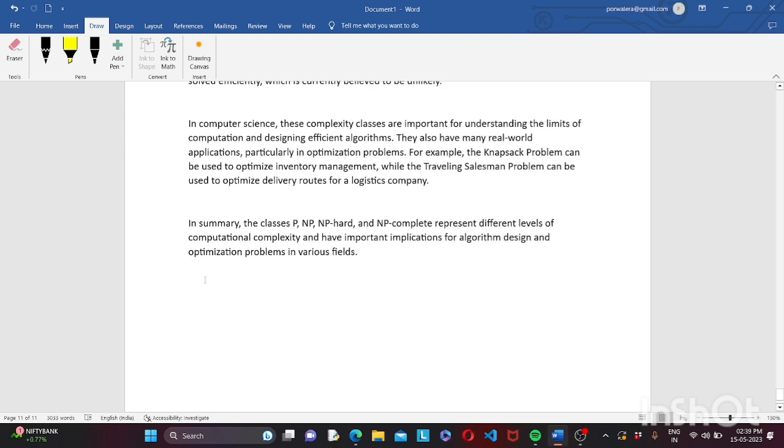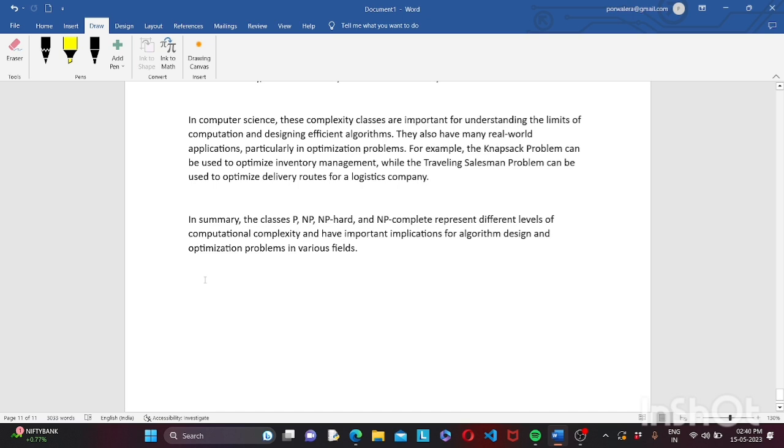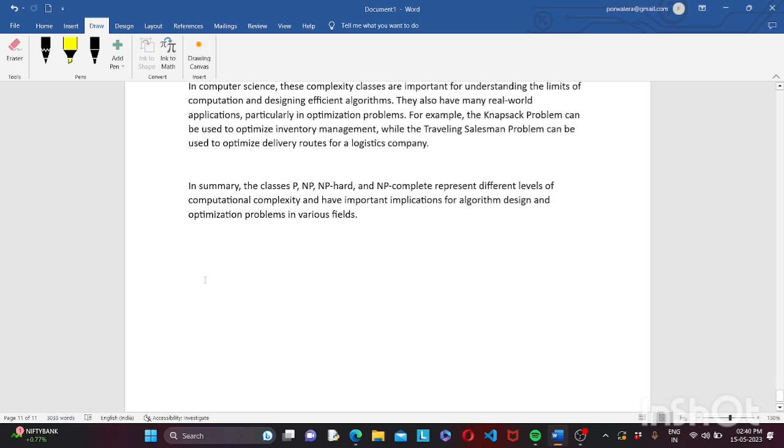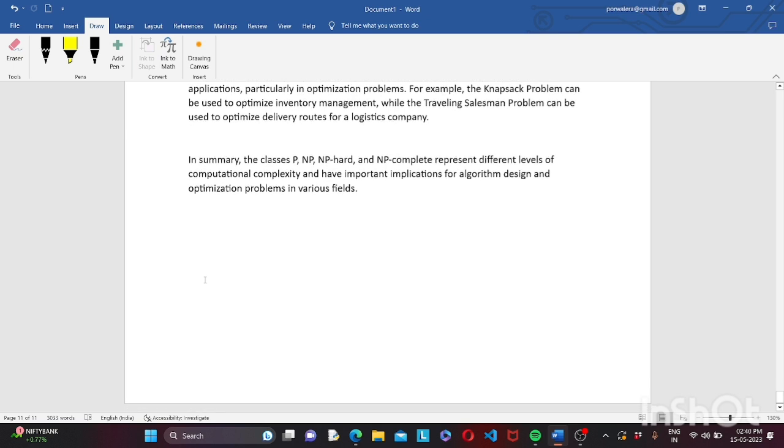In computer science, these complexity classes are important for understanding the time limits of computation and designing efficient algorithms, and they also have many real-world applications, particularly in optimization problems. For example, the knapsack problem can be used to optimize inventory management, while the traveling salesperson problem can be used to optimize delivery routes for a logistics company. And in summary, the classes P, NP, NP hard, and NP complete represent different levels of computational complexity and have important applications for algorithm design and optimization problems in various fields.